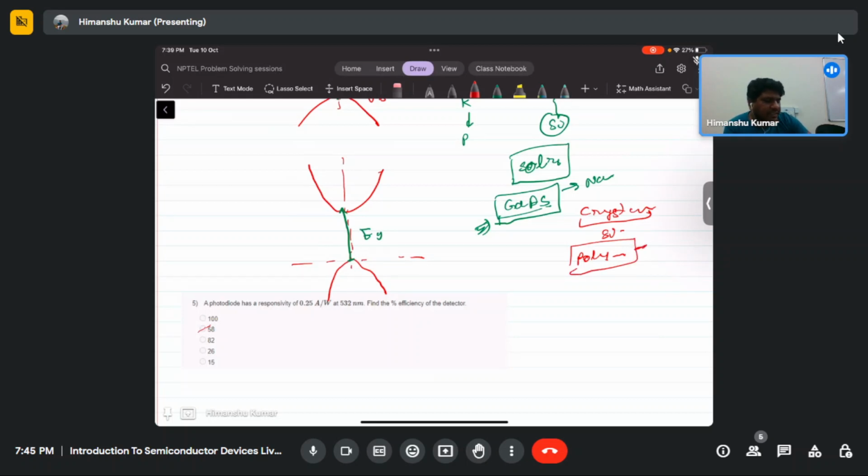The efficiency is lower even in silicon, in polysilicon, because of the grain boundaries and other effects. It's not single crystal, so the carrier loss is more, the lifetime is less, so you get less efficiency. So the ideal is the single crystal solar cell.